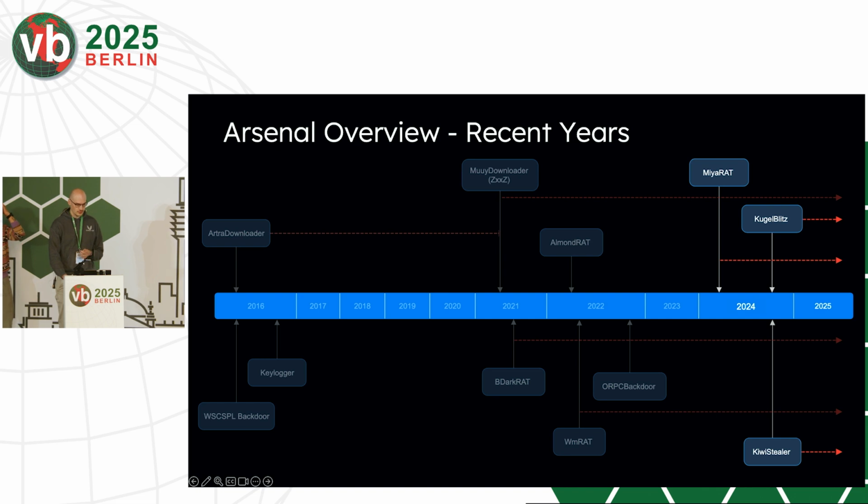In more recent years, we also saw the emergence of Mia Rat, which is their most complete rat to date. They also started adopting some very purpose-built tooling. So there's Kugelblitz, which is just a simple shellcode loader, as well as Kiwi, again, a very simple loader that they started to use.